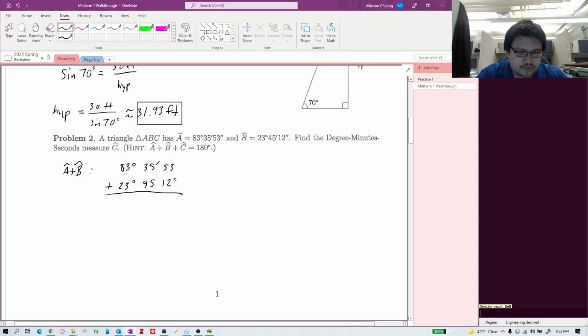Well, we should go right to left, right? So this is 65. This is 80. And this is 106. Okay, so we have something. But now if you look at this, you should recognize that this is a bit weird because 65 seconds, 80 minutes, these are kind of larger than they should be.